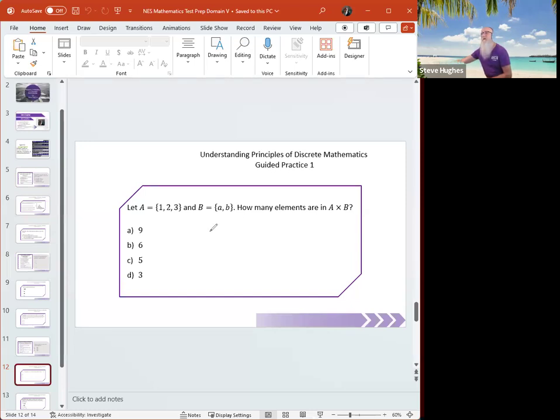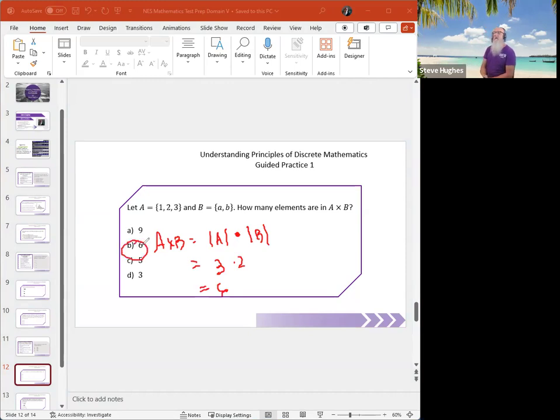So I could write it like this. Let's write the whole thing out first. A cross B equals the number of elements in A multiplied by the number of elements in B. In that case, this is 3 times 2, which is 6. So the correct answer is B. Think multiplication. Think multiplication when you see the cross product. And you've got it.